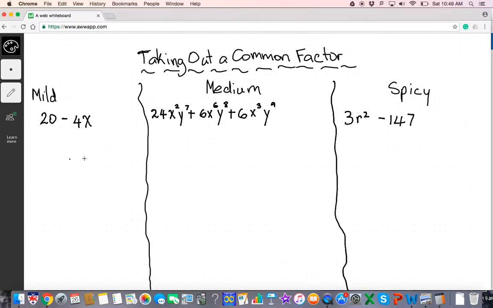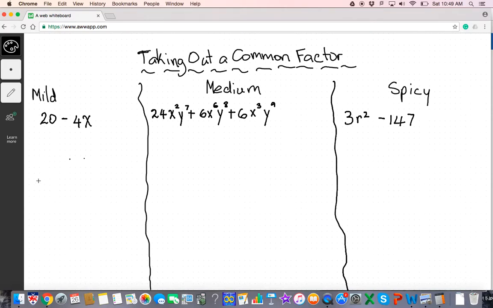Hi, in this video we'll be looking at how to take out a common factor. Sometimes you'll be asked to take out a common factor of a polynomial or of an expression of sorts. So we have an expression here. This is an easy one. This is slightly harder. Actually, it's much harder. And even though this one looks not that bad, it's slightly harder than this one because we're going to take this a step further than just taking out a common factor.